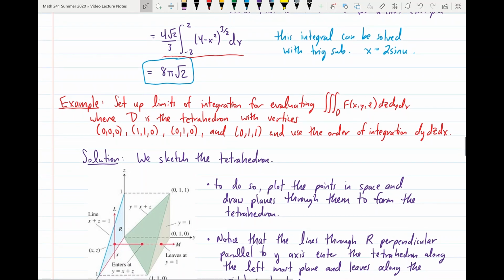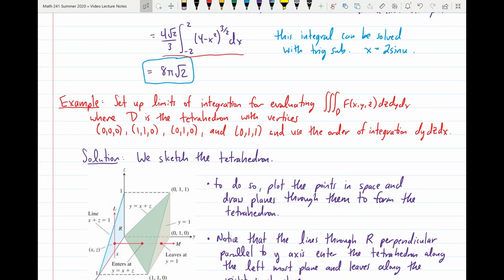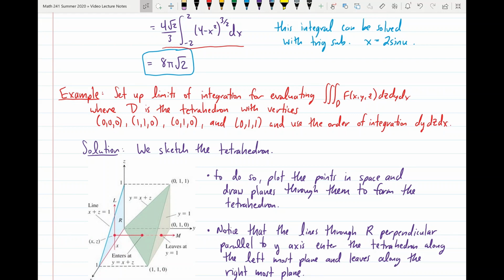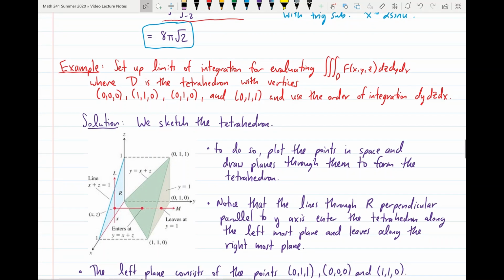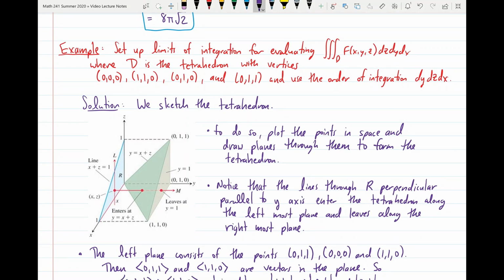Okay, so let's move on to a second example then. For the second example, we're setting up limits of integration for evaluating the triple integral of some function f of x, y, z, which isn't given to us yet, over the region D, where D is the tetrahedron with the following vertices. So it's the tetrahedron that's formed by the points 0, 0, 0, just the origin, 1, 1, 0, 0, 1, 0, and 0, 1, 1. And we're going to use the order of integration dy, dz, dx. So we integrate with respect to y first, then z, then x.